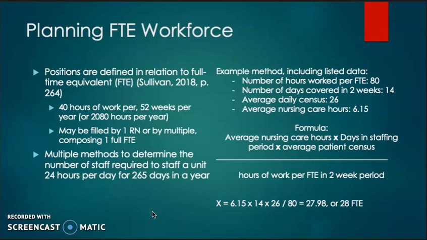In this example, you have 80 hours in an FTE, 14 days covered in 2 weeks, average daily census of 26, and a number of nursing care hours of 6.15. The formula is below. Take the average nursing hours, days in staffing period, and average patient census multiplied together, divided by the hours of work per FTE in a 2-week period. Crunch the numbers, you end up with 27.98 FTEs, or 28 FTEs. So that would be how you determine how many FTEs you need to staff a unit for an entire year.